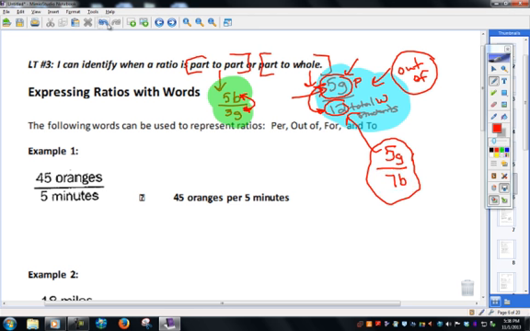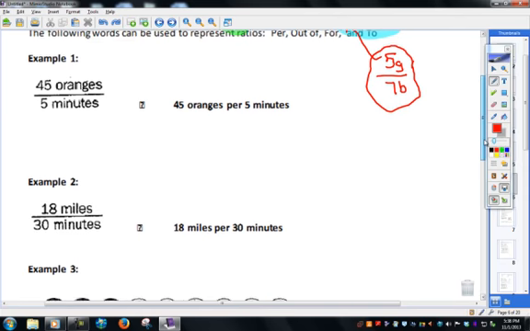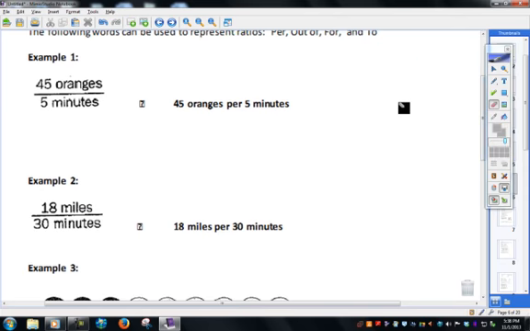So, going down here, we have to identify if these are part to part or part to whole. I can get 45 oranges, apparently I can eat 45 oranges in 5 minutes. Now think, is this a part to part? I'm always going to show part to part like this. There's part to part, there's part to whole. I'm comfortable with you writing it this way too. You don't have to write it out. You can write it out as part to part, or you could just put P2P.